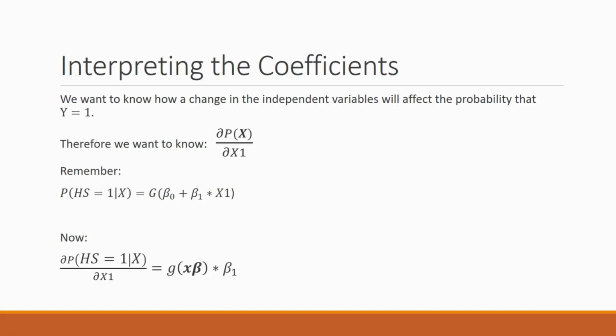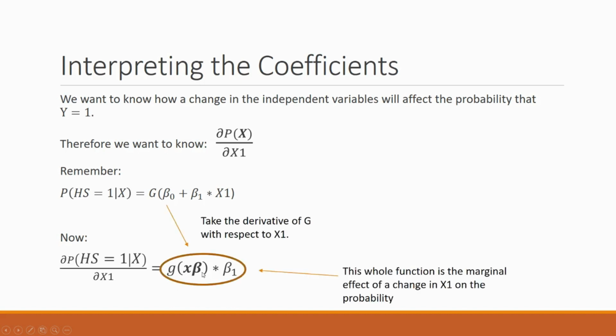We always want marginal effects. We want to know how much the probability changes given a change in x. And so this presents a problem for us when we're using probit and logit models. This whole function is the marginal effect of a change in x1 on the probability. So that means when we run a probit or logit model in Stata, or in any other statistical software, and we find beta 1 hat, beta 1 hat does not tell us the effect that x1 has on the probability, because we need this whole function. We need this other term too.